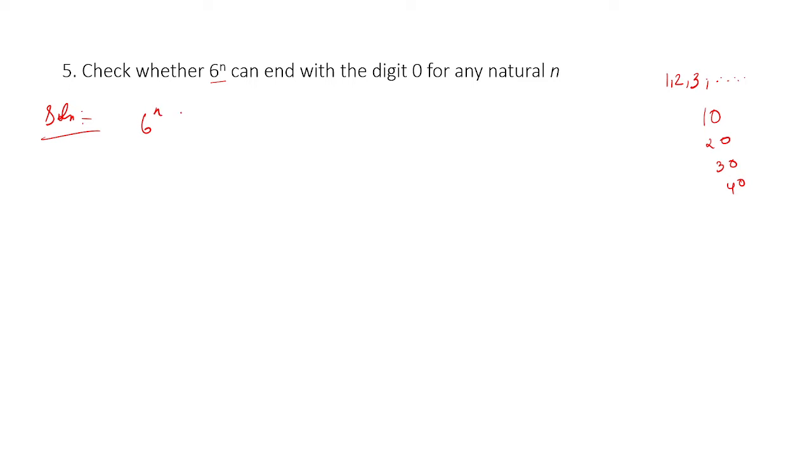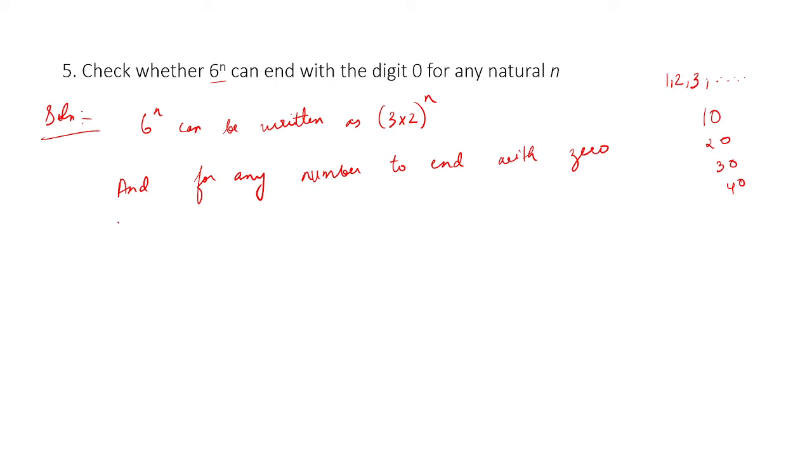Solution: 6 to the power n can also be written as 3 into 2 to the power n, because 3 into 2 gives you 6, to the power n. And for any number to end with 0, its prime factorization needs 2 into 5, right?